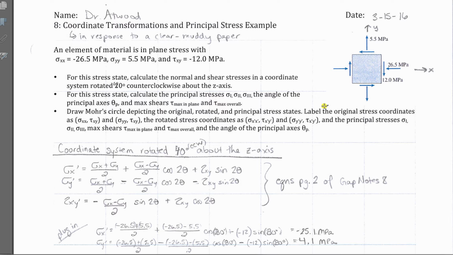So we're given an original stress state, and this is typically how these things start, is that we have some sort of little cube of material. In this case, on our x-plane, we have 26.5 megapascals in compression. On our y-plane, we have tension pulling with 5.5 megapascals, and then we have a negative shear stress of 12 megapascals. So the first thing we're going to do is rotate the coordinate system 40 degrees counterclockwise about the z-axis. In other words, from x, we are going to rotate up 40 degrees.